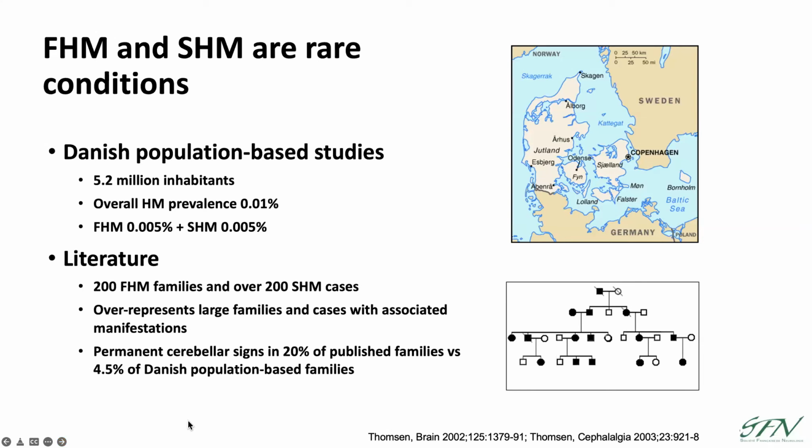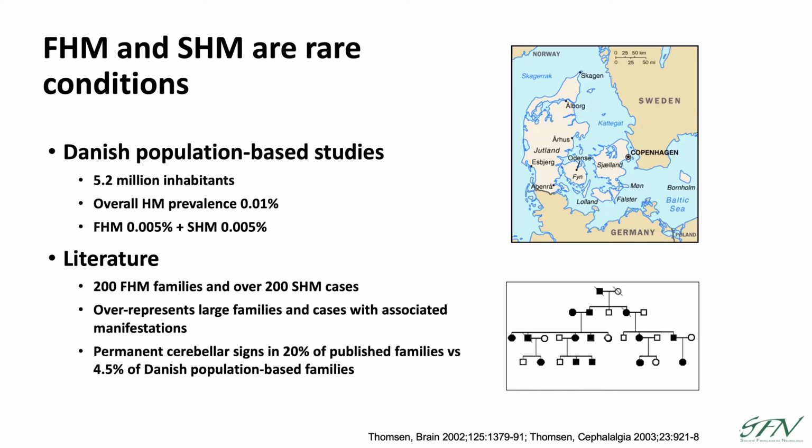So now we will speak only about familial hemiplegic migraine and sporadic hemiplegic migraine. And first of all, it's a very rare condition. In Denmark, there has been a large population-based study on the whole 5.2 million inhabitants that showed that the overall hemiplegic migraine prevalence is 0.01% of the entire population. Half are familial cases and half are sporadic cases.